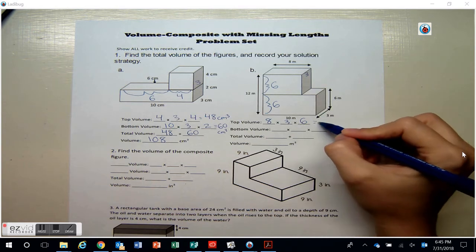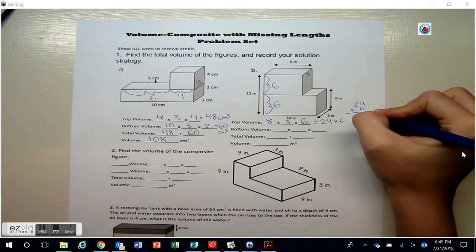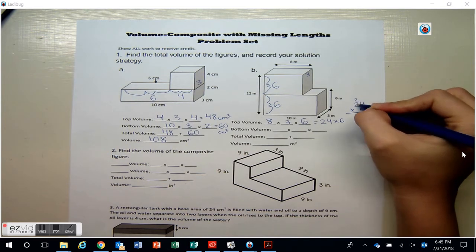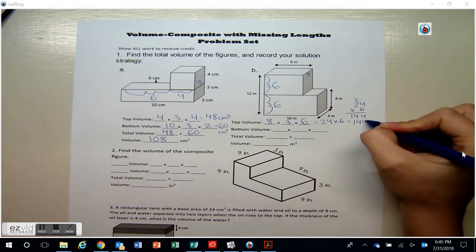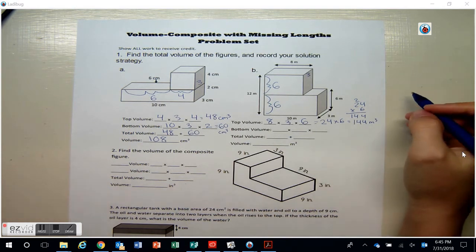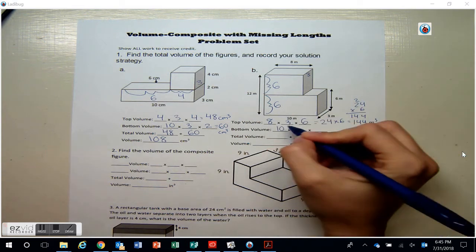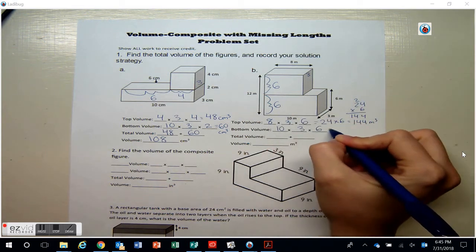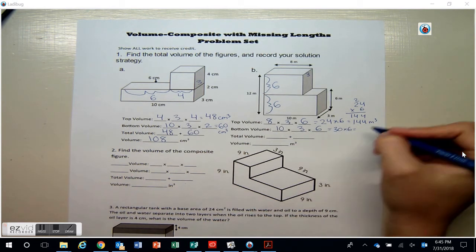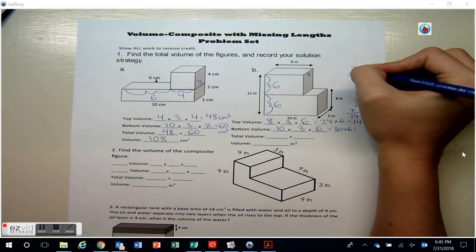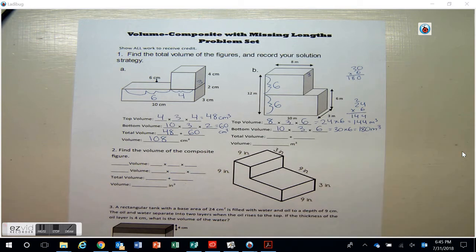So now I have 24 times 6, 6 times 4 is 24, 6 times 2 is 12, plus 2 is 14. So I have 144 meters cubed for that top volume. Our bottom volume, we seem to have all that we need. Length times width times height. We end up with 30 times 6, which gives me 180 meters cubed.